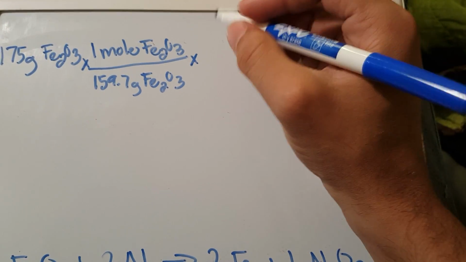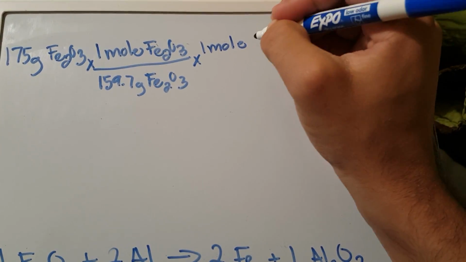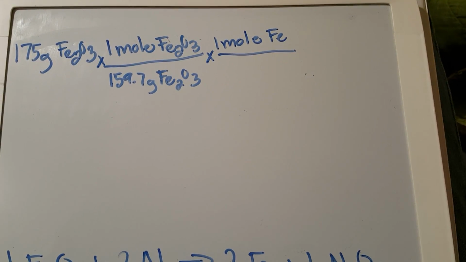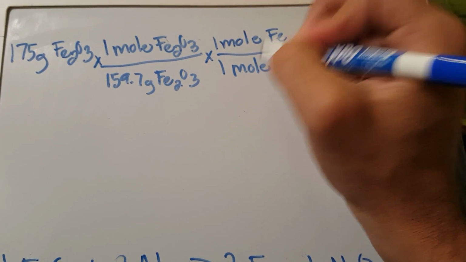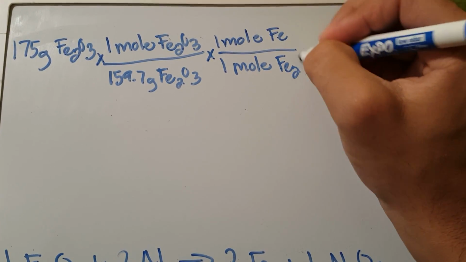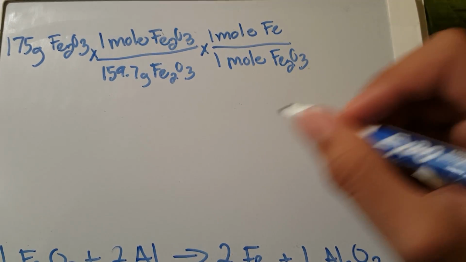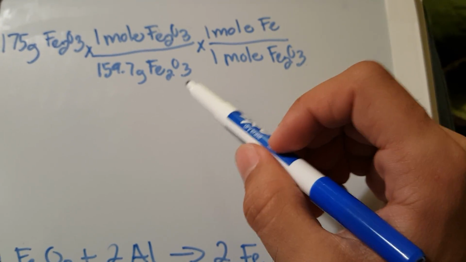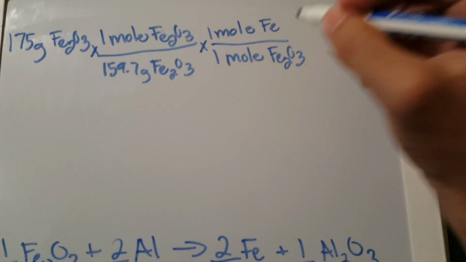And then I'm going to have to times that by 1 mole of iron, since you're trying to figure out how much iron is produced for this equation. And you're going to do 1 mole of Fe2O3, since we're trying to cross out both of these, which is also going to go into effect for grams of Fe2O3 and grams of Fe2O3 for this also.